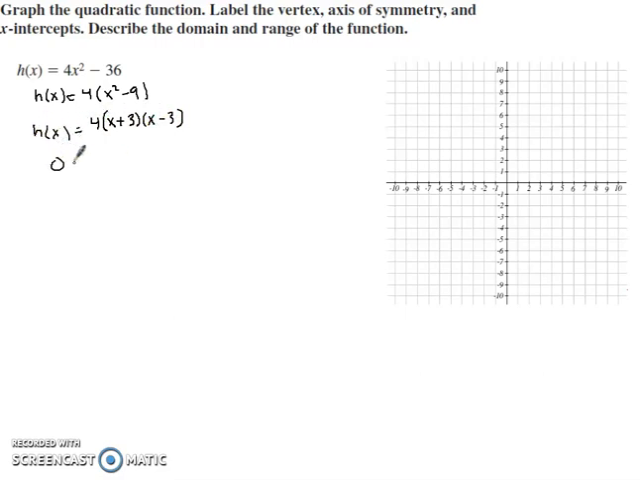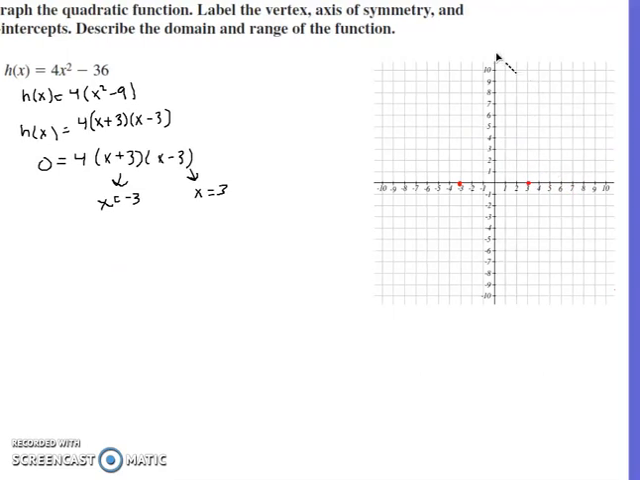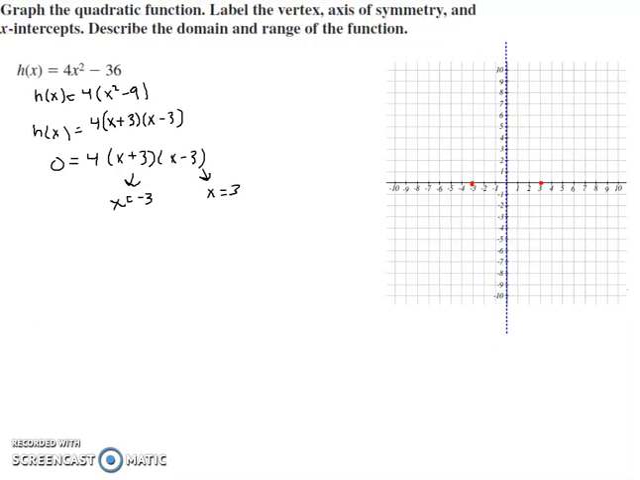To find the zeros, I let h of x be 0. So I have zeros at -3, and I also have a 0 at +3. So I can go ahead and put those points on my graph. I have a 0 at -3 and a 0 at +3, and so I know that my vertex must be exactly in between those two because parabolas are symmetric. So my vertex I can find by saying that x has to be right in the middle of my zeros.